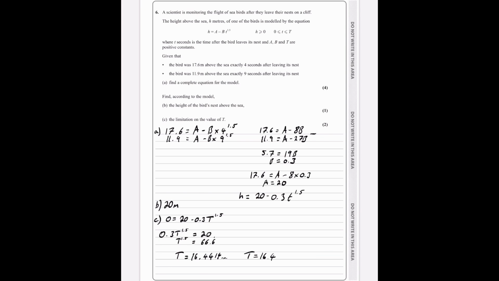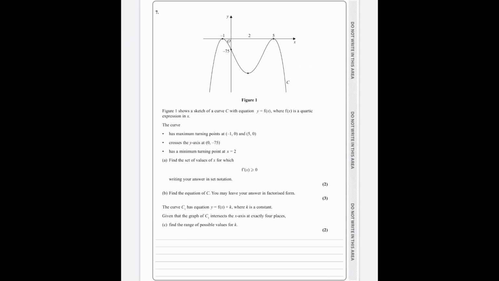Okay, on to question number 7. We've got a quartic equation, so we can see we've got 2 repeated roots at -1, 5. Part A is about writing the points where the function's increasing, so it's everything to the left of -1 and everything between 2 and 5, but using set notation.